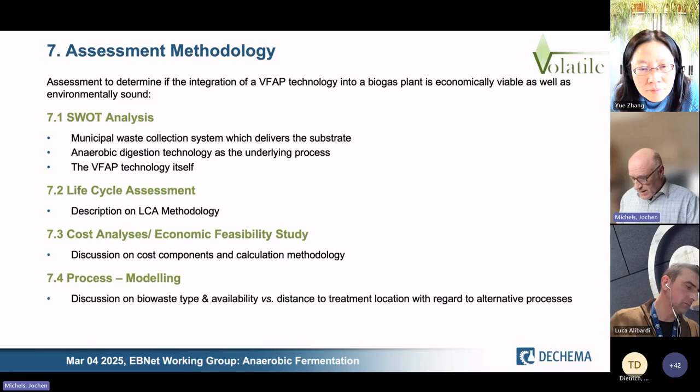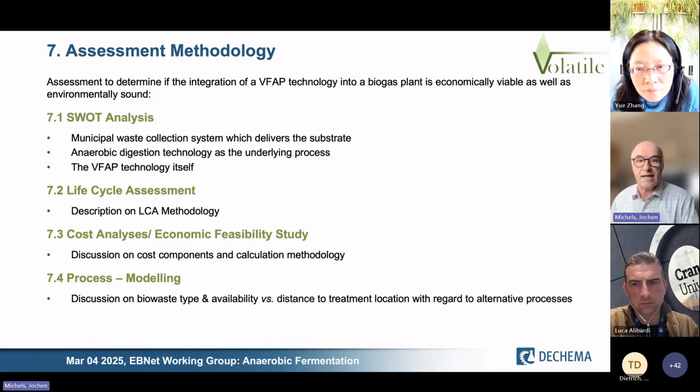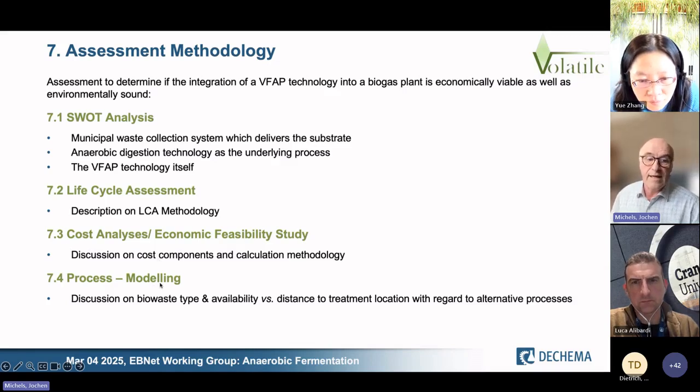And in the last section, we have the assessment methodology to determine if integration of this technology into a biogas plant is economically viable as well as environmentally sound. That means you have to make a SWOT analysis. You have to adopt the life cycle assessment, and then cost analysis and economic feasibility studies. And maybe this can also be backed up by process modeling as well.